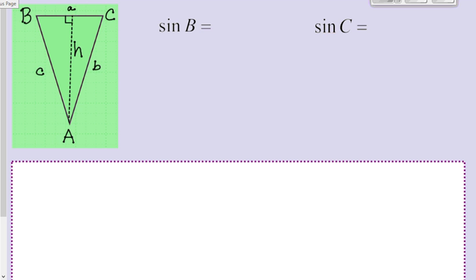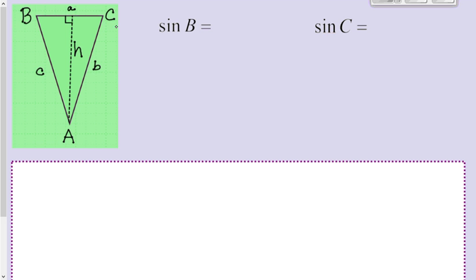Okay, I'm going to start with an acute triangle, and I've labeled it ABC. Remember, an acute triangle has all three angles less than 90 degrees. So the vertices are labeled with capital letters, and then across from the vertices are the sides, which are labeled with lowercase letters. So across from vertex A is side a, and so on and so forth. And you'll notice that I've already drawn an altitude from vertex A to side a, and that's going to represent the height of my triangle, and I've labeled it with an h.